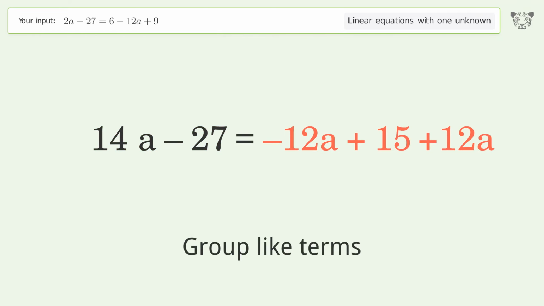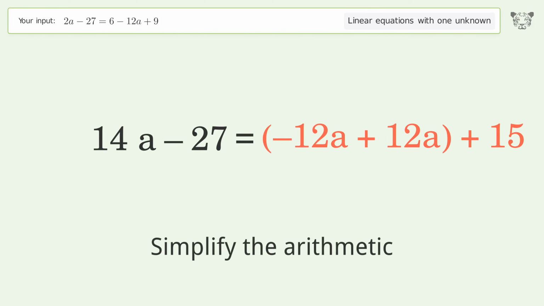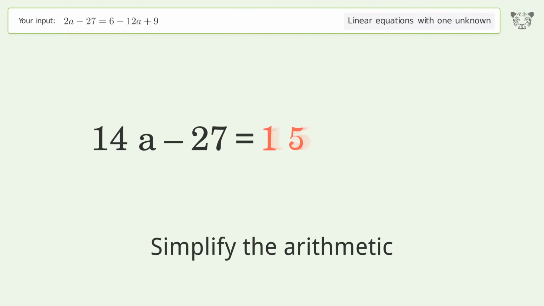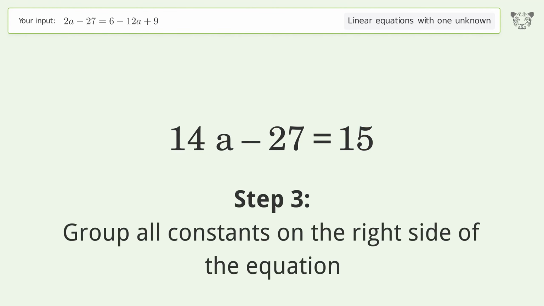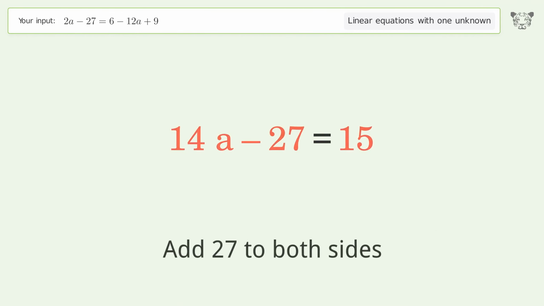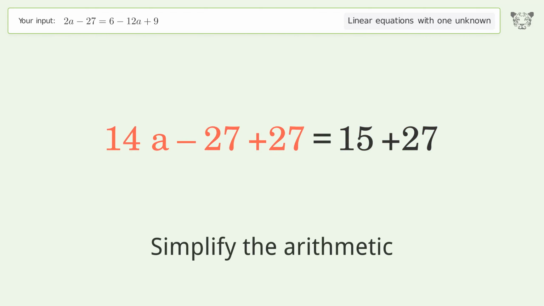Group like terms. Simplify the arithmetic. Group all constants on the right side of the equation. Add 27 to both sides. Simplify the arithmetic.